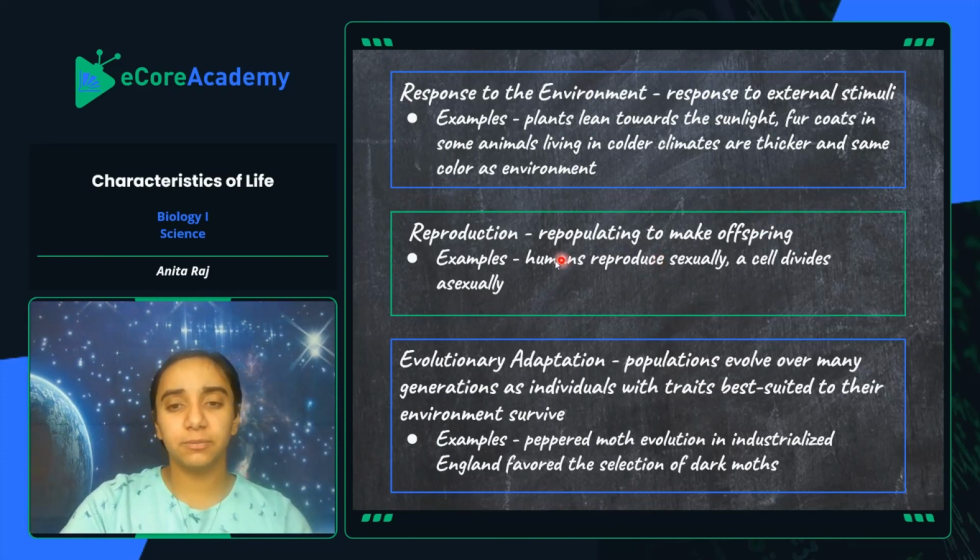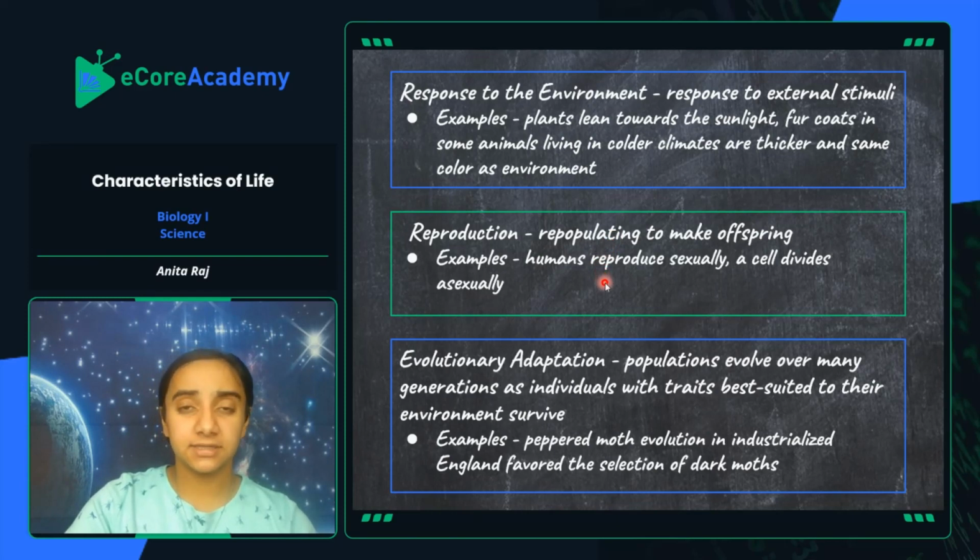Next, we have reproduction. This goes a lot with growth and development, repopulating to make offspring. So examples include humans reproduce sexually, a cell divides asexually. So human cells, in the male you have sperm cells, in the female you have egg cells. These kinds of cells, these sex cells, are considered gametes.